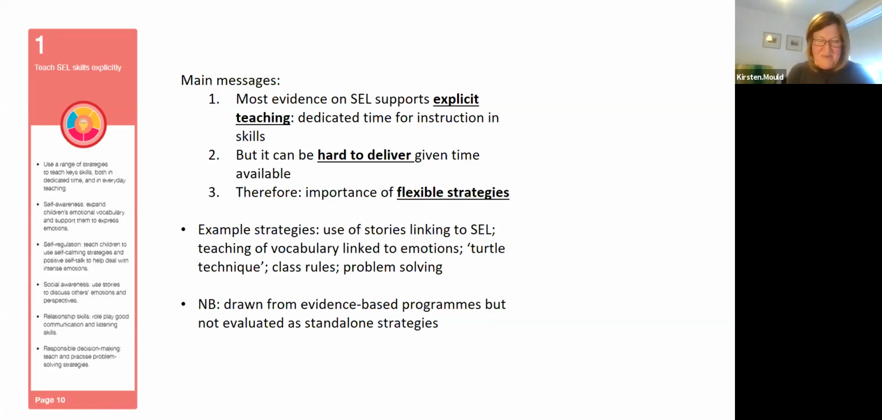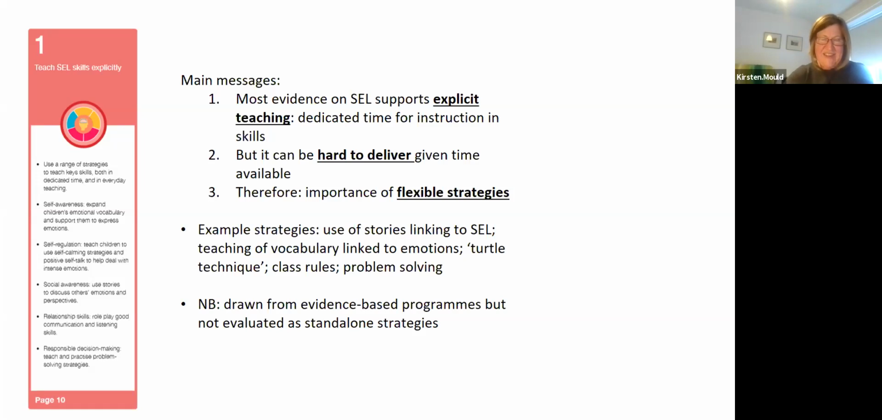And one example for that can be using stories to teach SEL. But there are also many other ways, and there are ways, especially at primary school, that are just so good at grabbing these moments and teaching them. But we need to really know what we're teaching. We need to be explicit about those things.